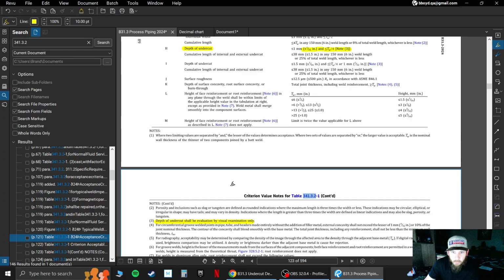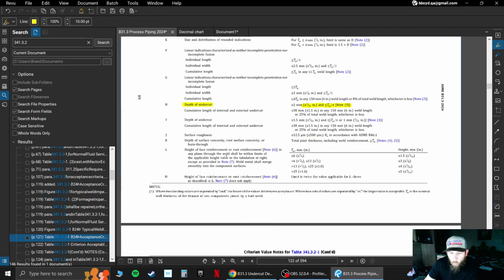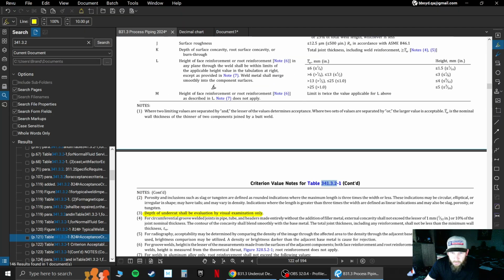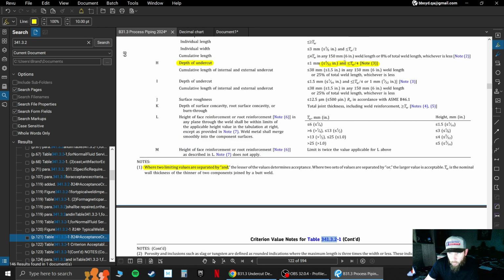Okay, we got that. So up here at the top, note 1, let's see what it says. Where two limiting values are separated by "and," which is the case here with us, the lesser of the values determines acceptance. So that's telling us that whichever is less, 1/32 of an inch or TW divided by 4, will be our acceptance criteria. Where two sets of values are separated by "or," the larger value is acceptable. That's not the case here with us because there's no "or," there's only an "and."